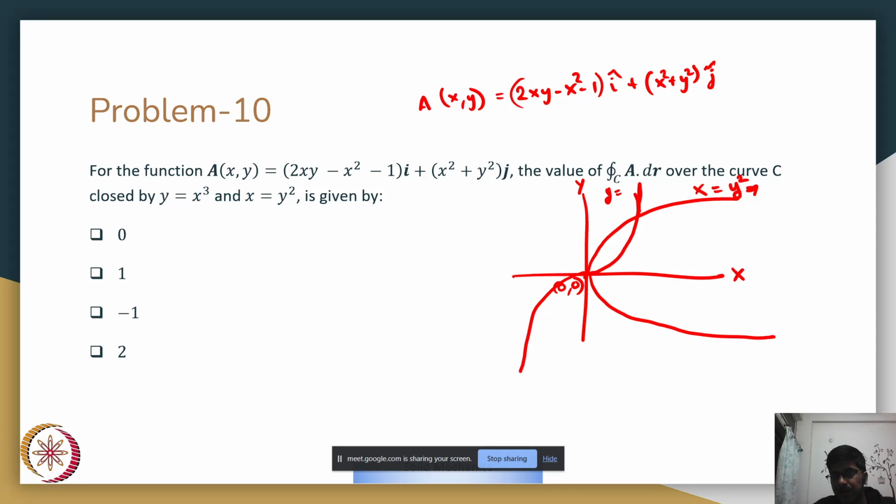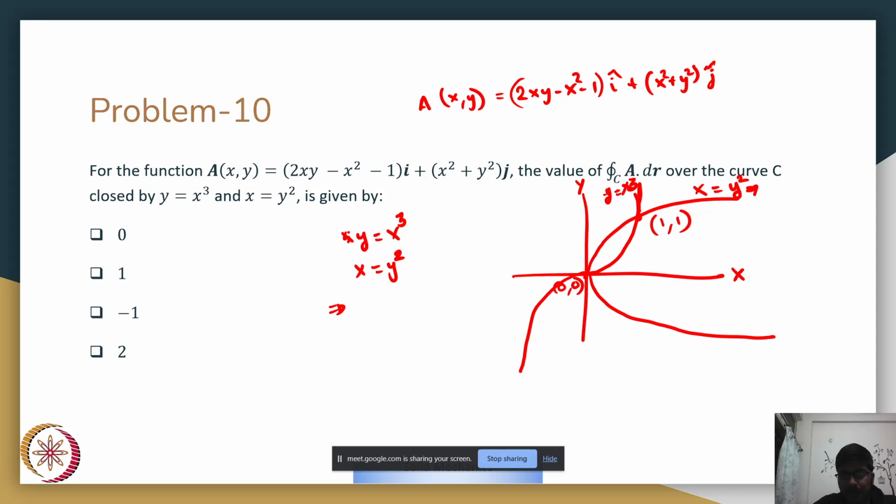With y equal to x cube, we can easily calculate the intersection point. It's (1, 1), but if you want, it would be like y is equal to x cube and x is equal to y square.